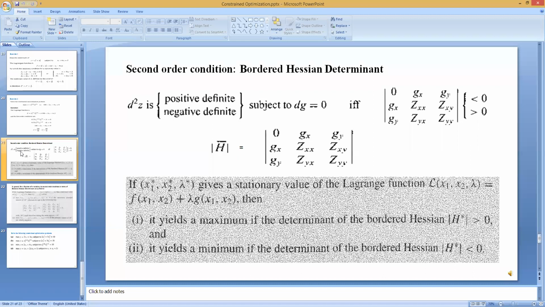is less than 0. Now tell me when or how we will understand d squared z is positive definite. What is the definition for positive definite? Tell me the definition of positive definite.